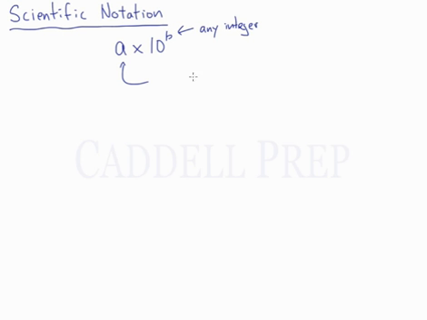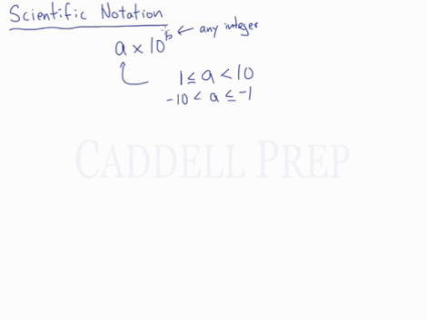Okay, but this a could equal 1, or it could be greater than 1. But it has to be less than 10. Okay, also, it could be the negative. So it could go from -1 to -10, and it could equal -1, but not -10.